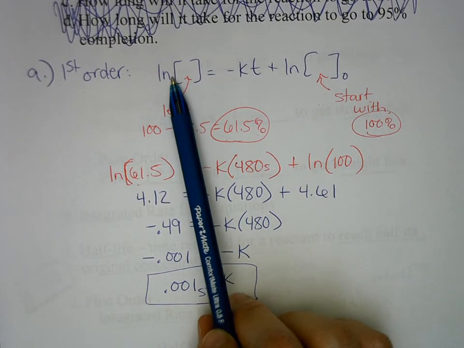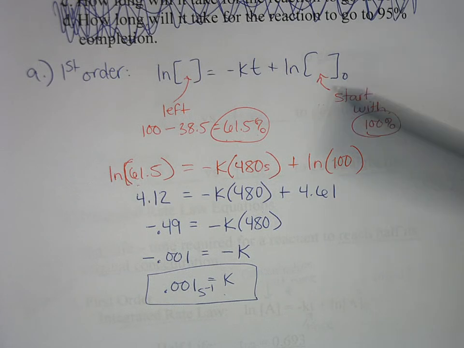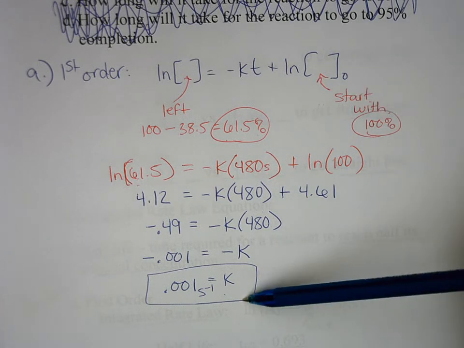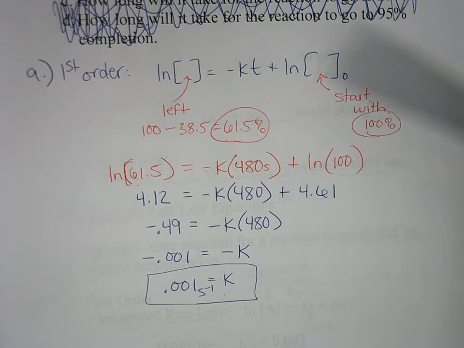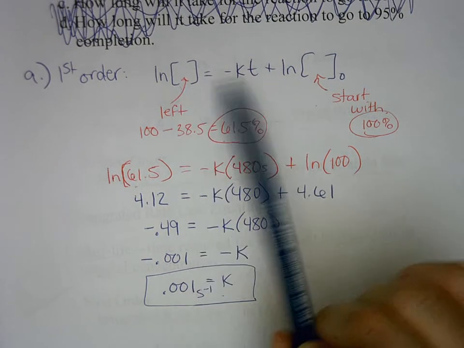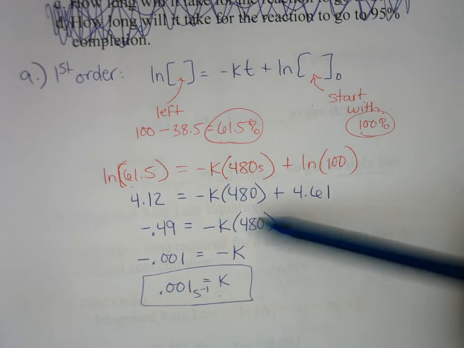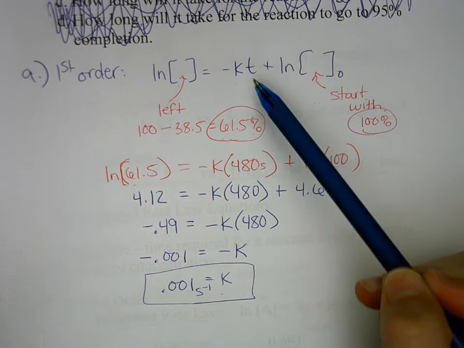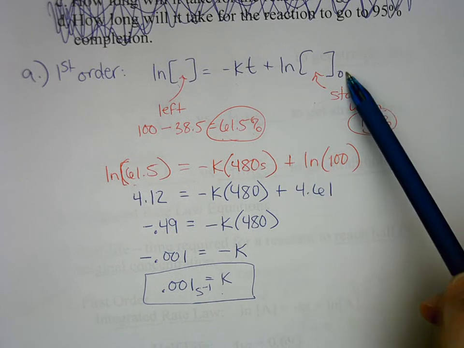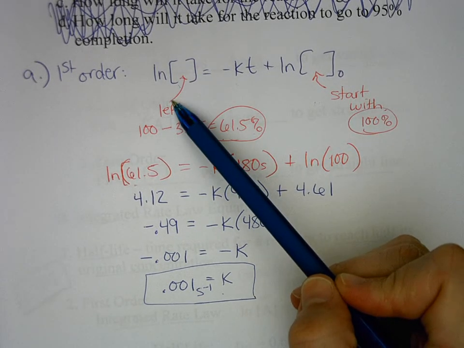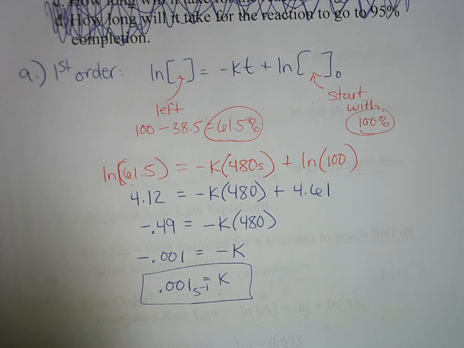Sometimes you'll be asked, once you find k, how much is left after 1,000 seconds. So once you have k, you can plug in your 1,000 seconds and your initial concentration, and you can solve for how much is left. How do you get rid of the natural log? What's the inverse of the natural log? Yeah, e to the x, right? And it's right above your natural log button.